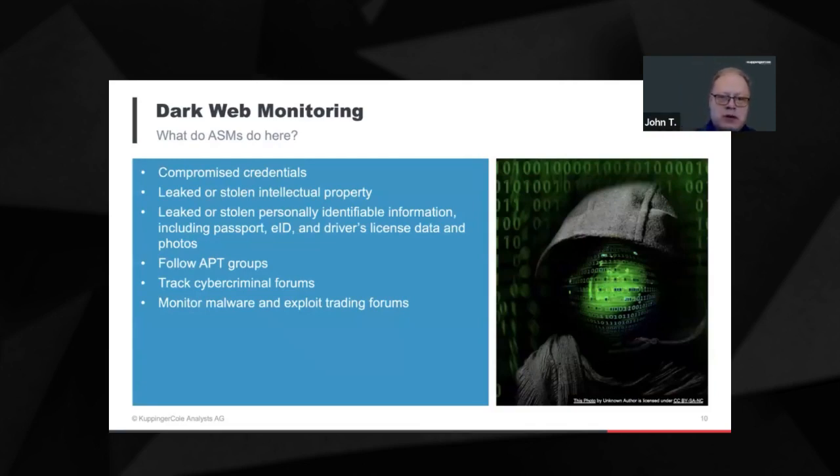So I mentioned dark web monitoring earlier. What they do in many cases, and again, there's a lot of variety of what's possible and what each of the different vendor solutions actually does here, but they do things like look for compromised credentials on the dark web. They can look for leaked or stolen intellectual property. They can look for leaked or stolen PII, and this can include really valuable things like passport information, EIDs, driver's licenses, even photos for, let's say, biometric use.